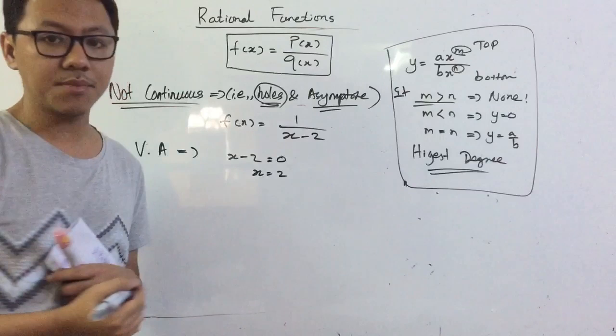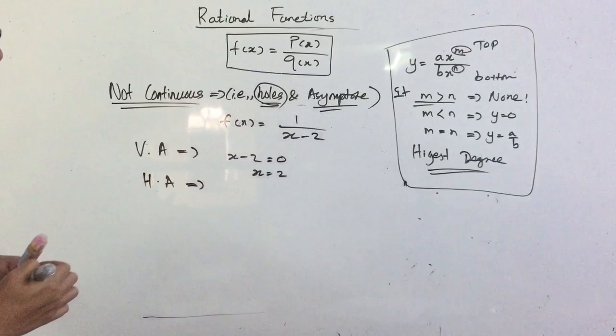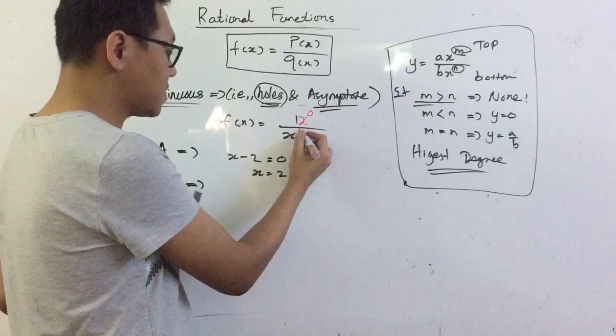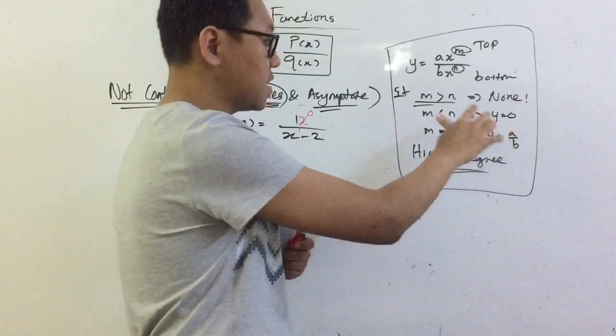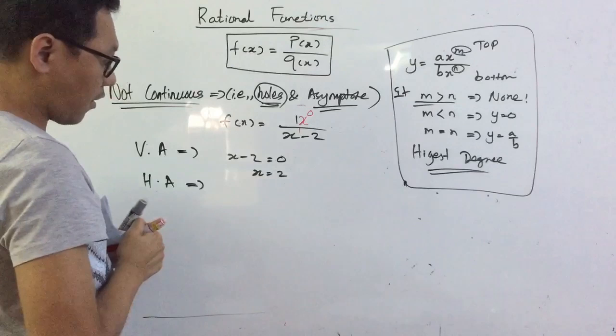And the horizontal asymptote. Let's see. This one has x to the power 0 on top, right? Because this is 1 and this is x to the power 1. So the bottom is bigger. When the bottom is bigger, y is equal to 0. Okay, this is top bigger, this bottom bigger, this is the same. So for this case, the horizontal asymptote is y is equal to 0. Okay, now let's draw the graph.